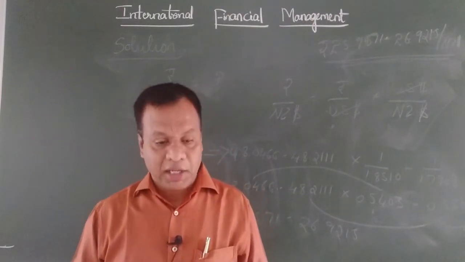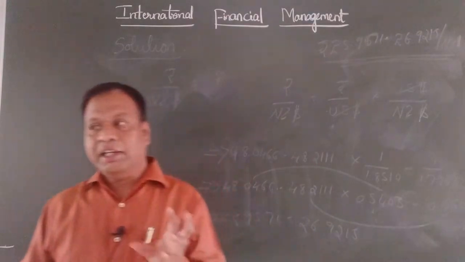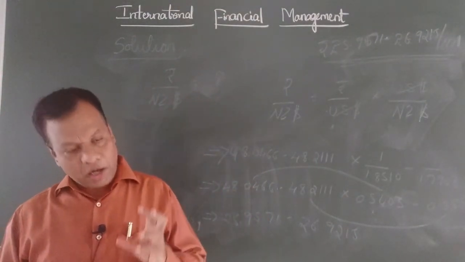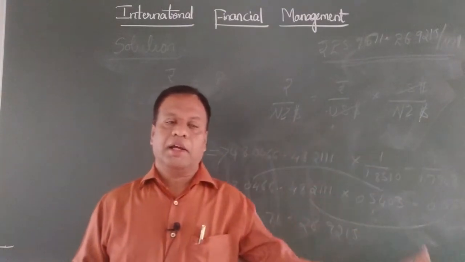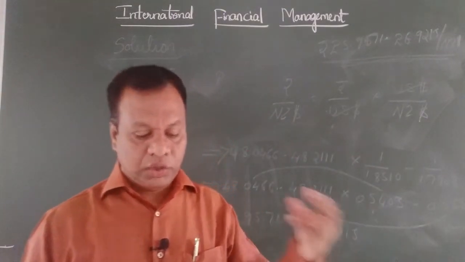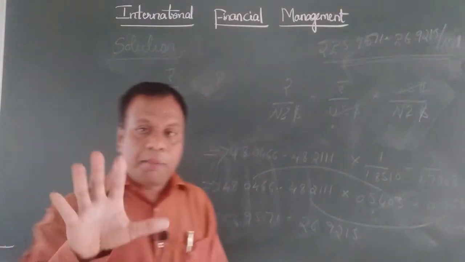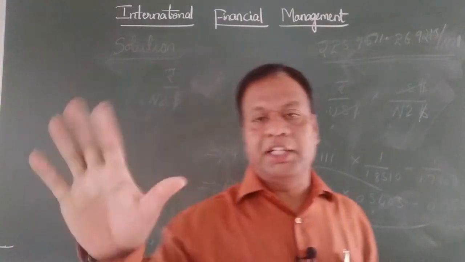In geographical arbitrage, a foreign currency can be bought in one exchange or geography and sold in another geography. That is what we call geographical arbitrage. A problem has been displayed on your screen. Just try to read that particular problem.